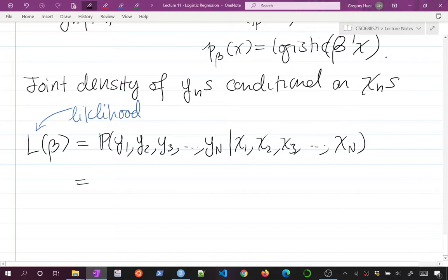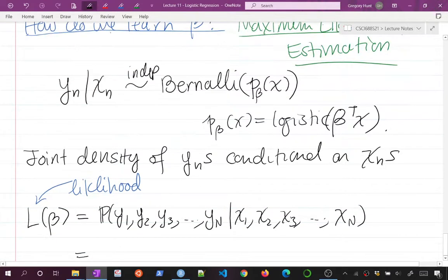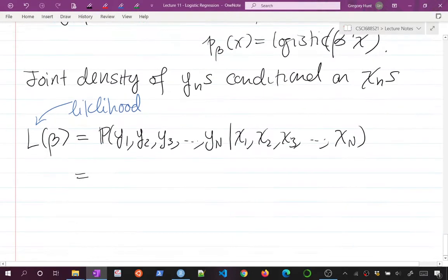Okay. The point is that we have made this model, and we're assuming that the conditional distributions of these y's given the x's are independent. And so we can actually just break this up into a giant product of the probability of observing y_n given the x_n.